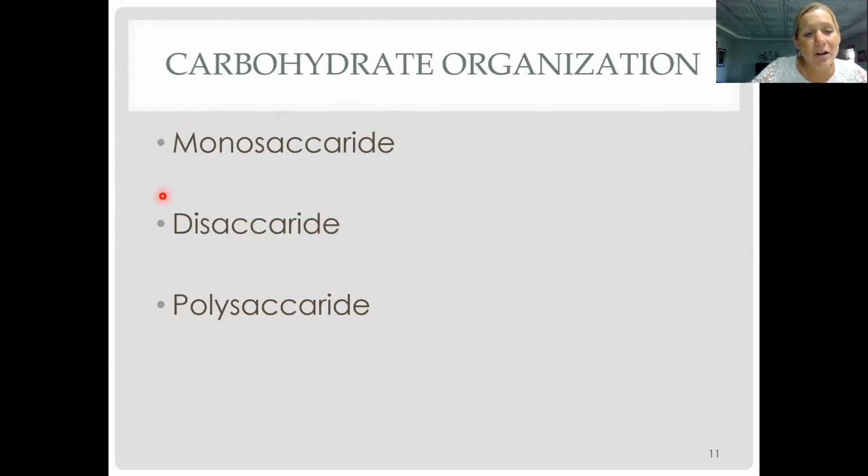We can link them together in twos. Di means two, saccharide, sugar. So I've got two sugars linked together. And there are three different types of disaccharides. So I have sucrose, which is composed of one fructose molecule and one glucose molecule. I have lactose, and lactose is made of galactose and a glucose molecule. And lastly, I have maltose, and maltose is consistent of two glucose molecules linked together, okay?